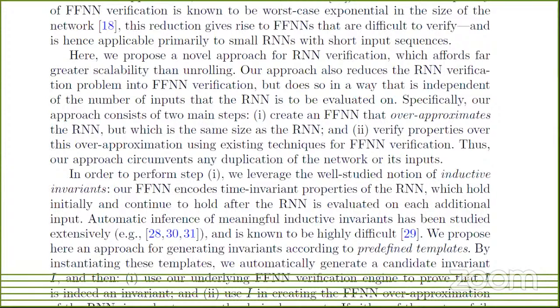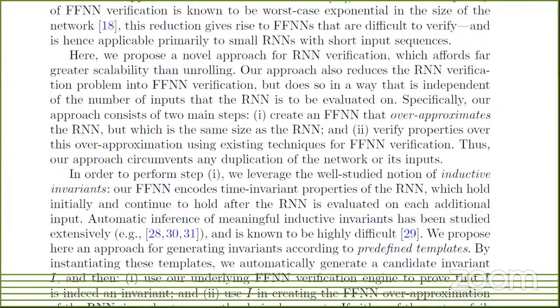The idea is to reduce this RNN verification problem into a feed forward neural network verification problem. Okay. But the idea is that this reduction will happen independent of the number of inputs. So basically, this reduction will happen by keeping the size of the feed forward network the same as that of the RNN, plus or minus a few nodes, but it will not be unrolled and increased by a multiple. Okay, some additional neurons may be added, but roughly the size will be the same. Okay, so how will this be done?